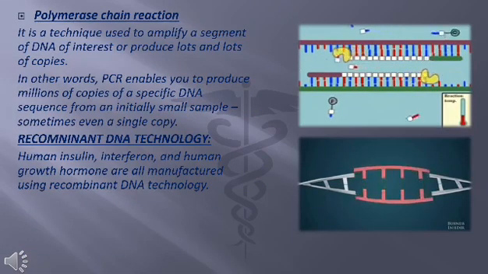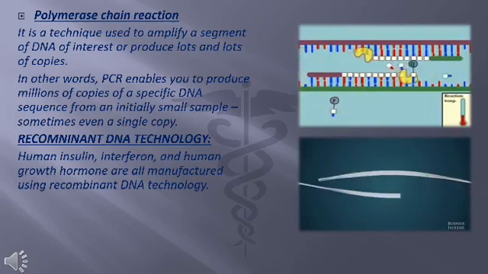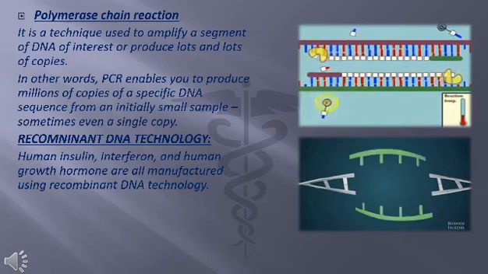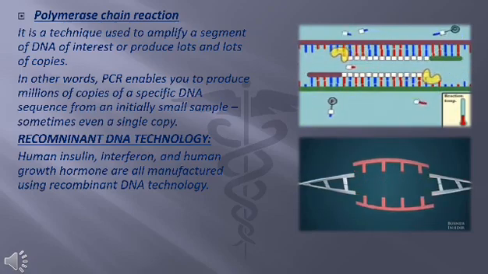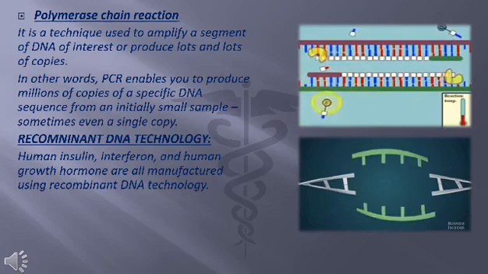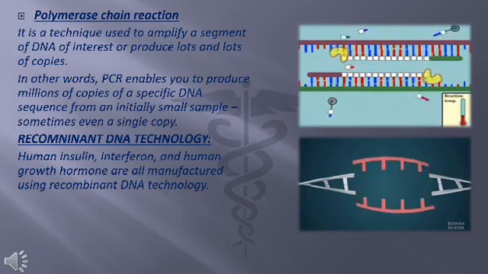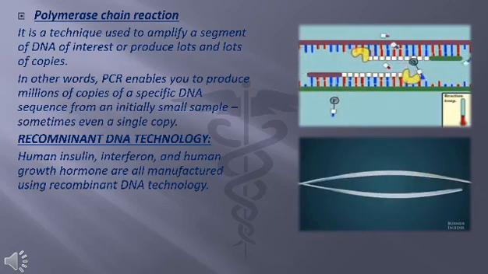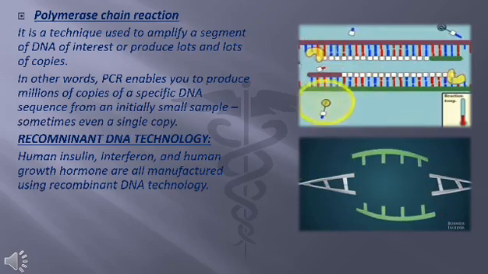Polymerase chain reaction, or PCR, is a technique used to amplify a segment of DNA of interest or produce lots and lots of copies. In other words, PCR enables you to produce millions of copies of a specific DNA sequence from an initially small sample, sometimes even a single copy. Afterwards, recombinant DNA technology. Human insulin, interferon, and human growth hormone are all manufactured using recombinant DNA technology.